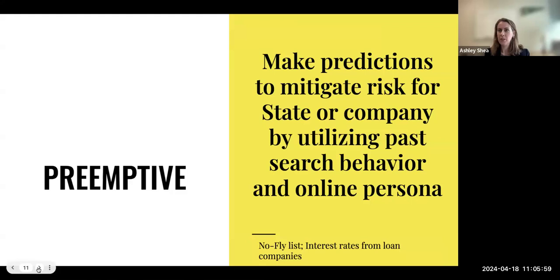Preemptive systems are used in the court systems to make decisions about parole or recidivism and who should be out, and if that recommendation aligns with past performance, past behaviors. So much bias obviously is incorporated into this when we're thinking about past behaviors. And so a couple examples here: the no-fly list, interest rates that are determined based on your past purchases, your past loan payments, etc. And so those are the three to help contextualize the conversation moving forward.